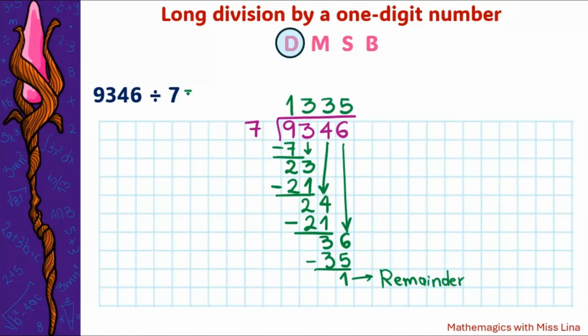We can write the result like this: 1335 with a remainder of 1. That means if we divide this number into 7 parts, each part is going to have this size and we are going to have 1 left over.